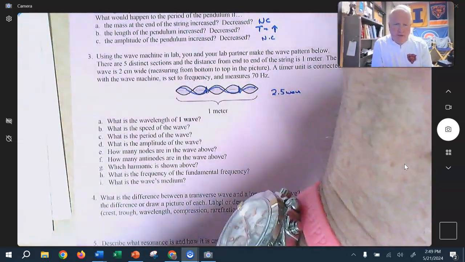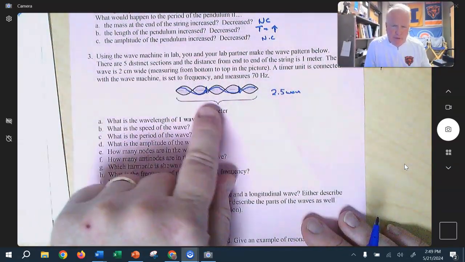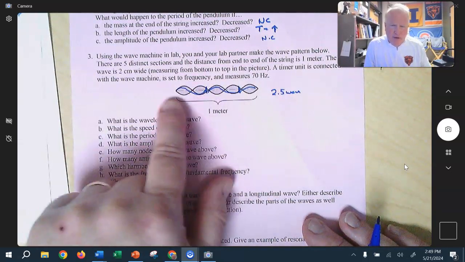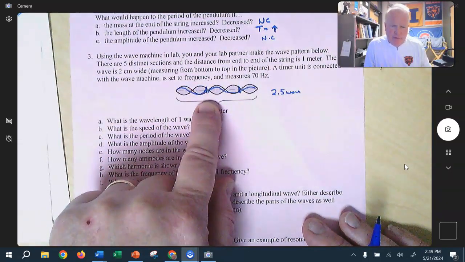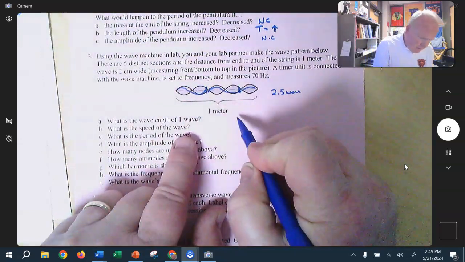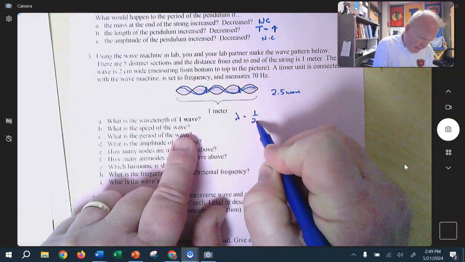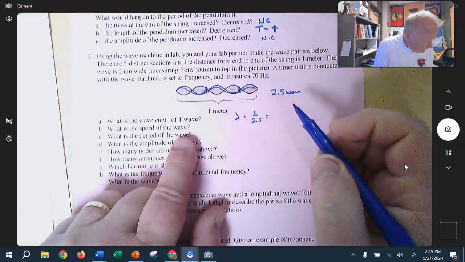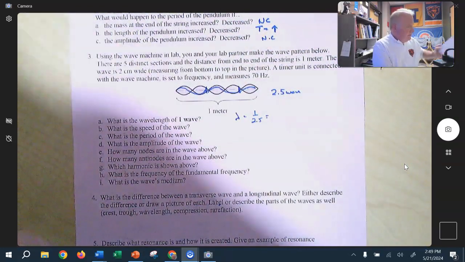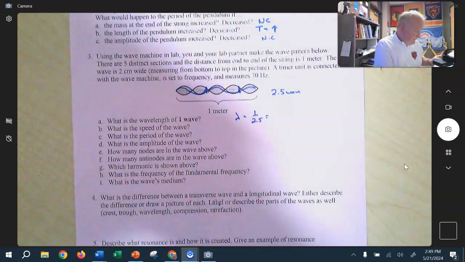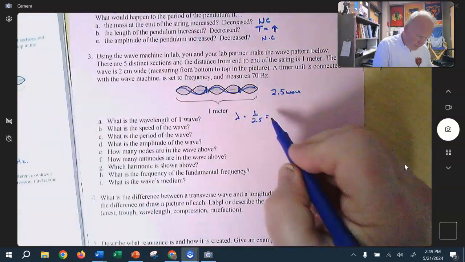The wavelength should be in meters. So you say, okay, well, they gave us 1 meter right here. So the wavelength will have to be less than a meter. And so the wavelength is 1 divided by 2.5. And whatever that is, I don't know if I have that answer here or not. I do. The wavelength is 0.4.